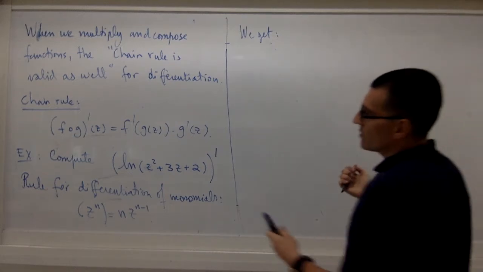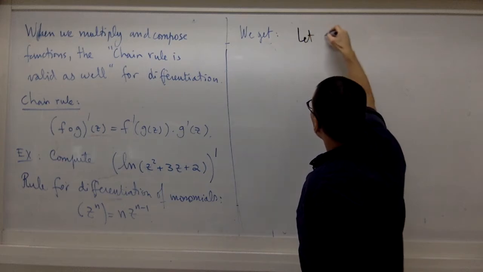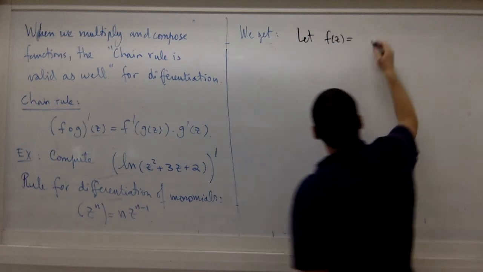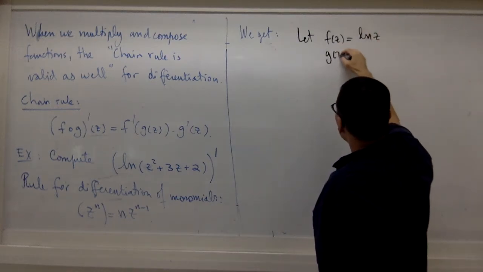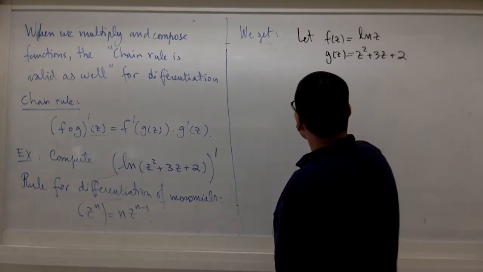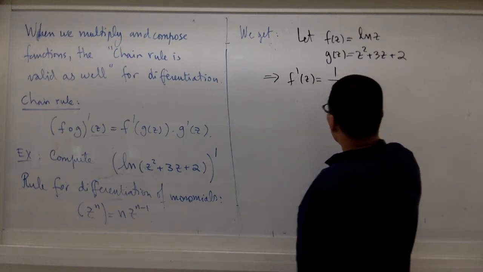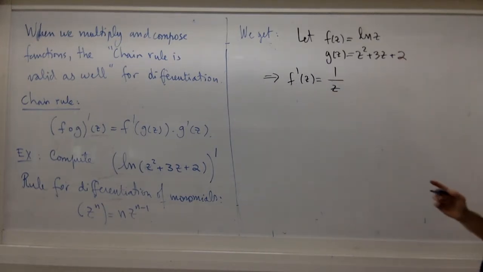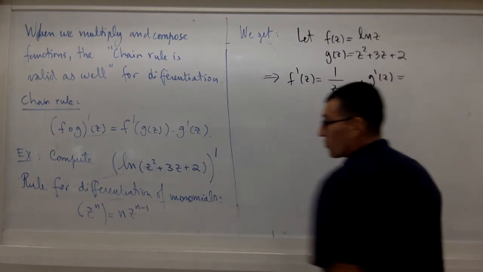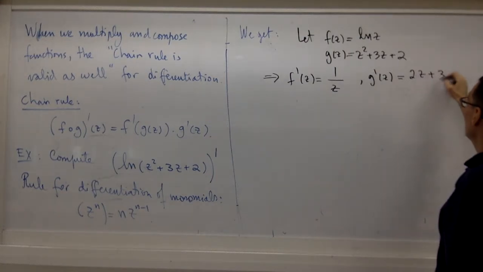So before we do that, I'm going to show you how to do this using the chain rule. So first of all, let f of z be equal to the outermost function, which is the logarithm of z, and g of z be the polynomial, so z squared plus 3z plus 2. Okay? So what do we get there? What's f prime of z? F prime of z is 1 over z, because f is the logarithm. So this is what I told you. What's g prime of z? Well, according to the rule of differentiation for our monomials, this is 2z plus 3.